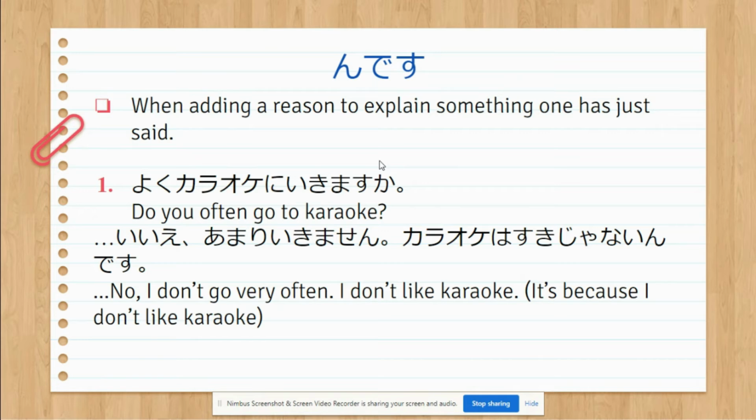But since we're moving on, we're now Enyong level, we use en desu. Karaoke wa suki janai desu. No, I don't go very often. I don't like karaoke. Or it's because I don't like karaoke. So that's the uses of en desu. It's very basic. You only use en desu when you are trying to give a reason or an explanation, nothing more than that. A reason or an explanation.